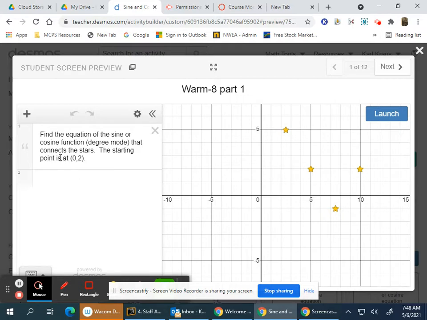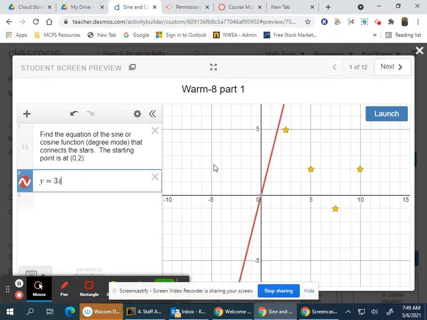So, warm up part 1 here. It says find the equation of the sine or cosine function in degree mode that connects the stars. The starting point is at 0, 2. So 0, 2 is right here. If I go to 0, 2, then I'd be starting on the center line, so that's a sine curve. And the amplitude goes from 2 to 5, which would be 3. So 3 sine.